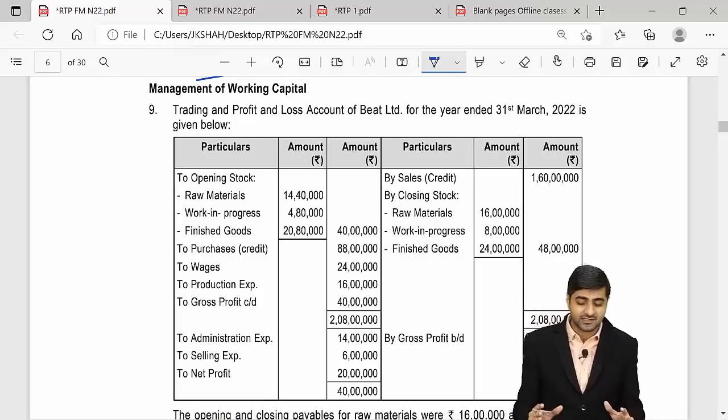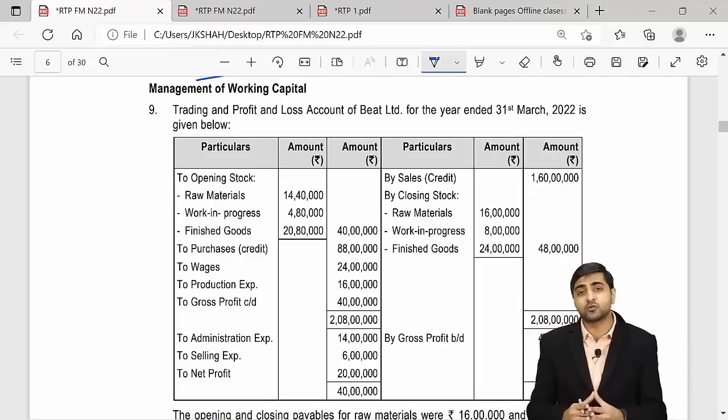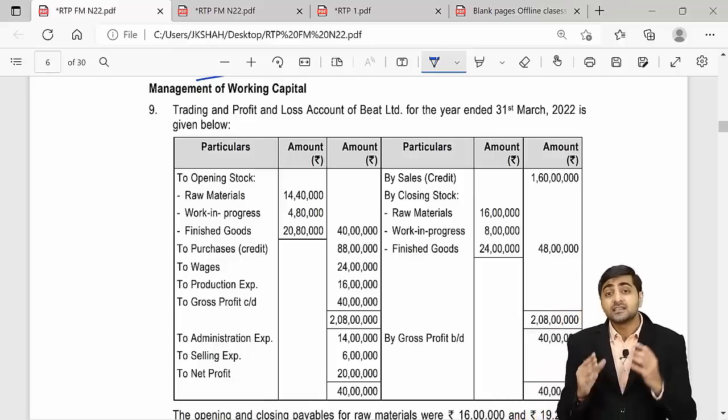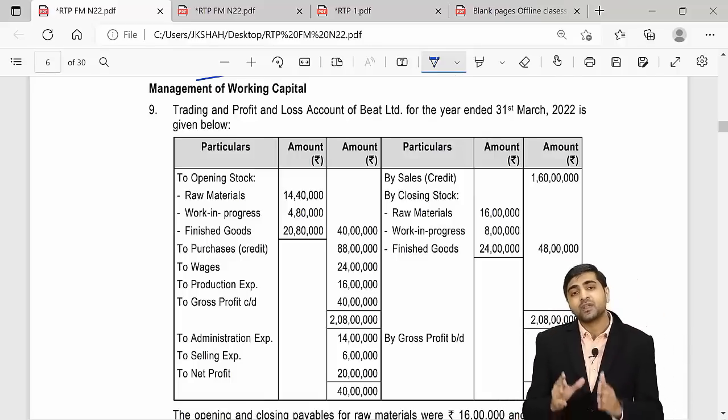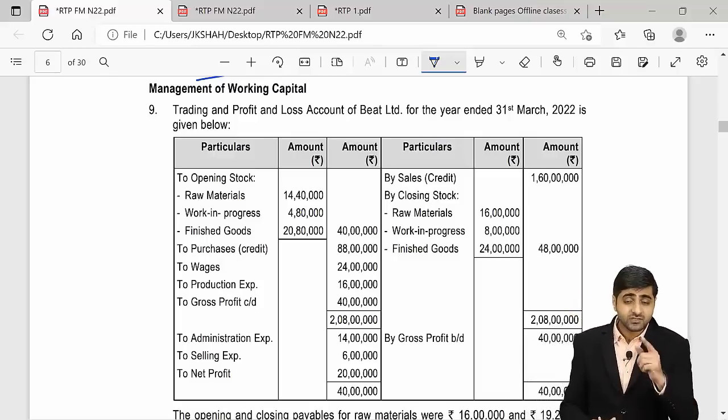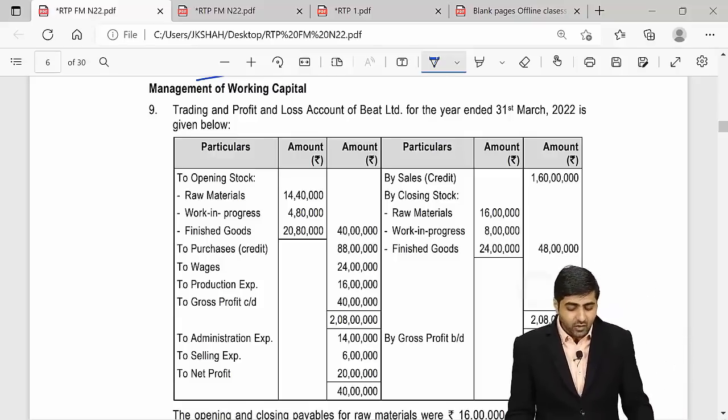So this is a very important concept, that here first we have to calculate the operating cycle duration, calculate the number of operating cycles, see what is the annual requirement, and then accordingly estimate the amount of working capital. Let's check this question number 9. What is given to you?